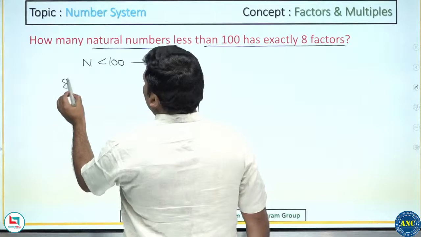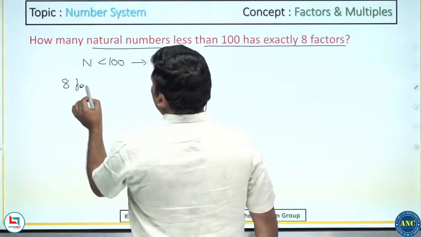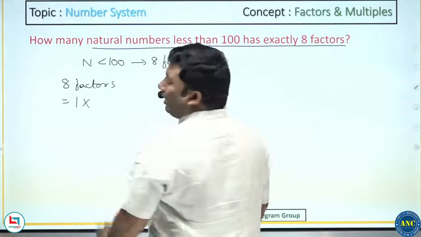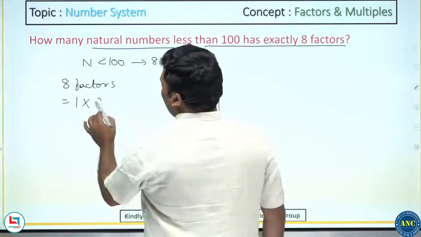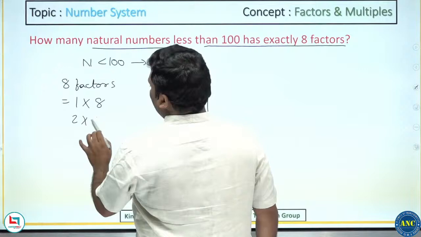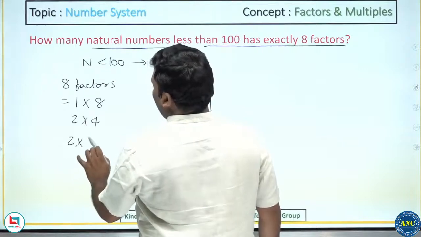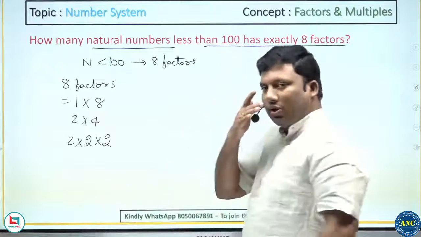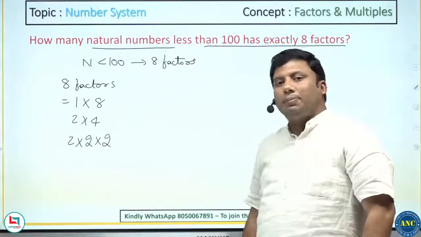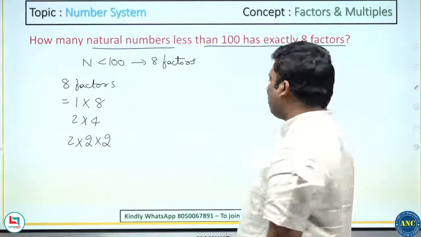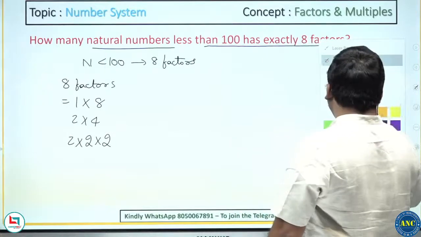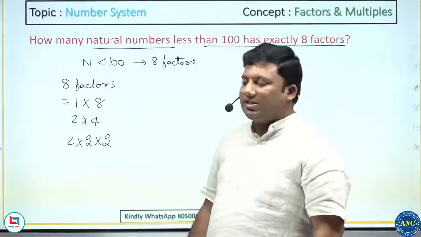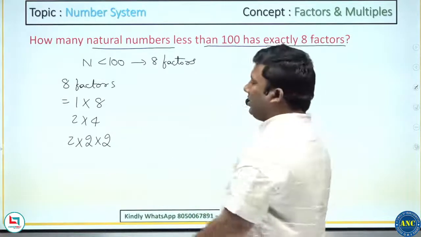Now I want 8 factors. Decompose the number of factors until every element is a prime number. 1 into 8, 2 into 4. 4 is a composite number. Again you can decompose it: 2 into 2 into 2. 2 is a prime number. You cannot decompose it further. Once you know how to decompose it in 2 ways, 3 ways, until every element is a prime number, then the logic is easy.